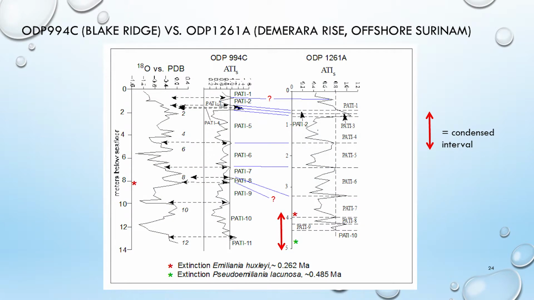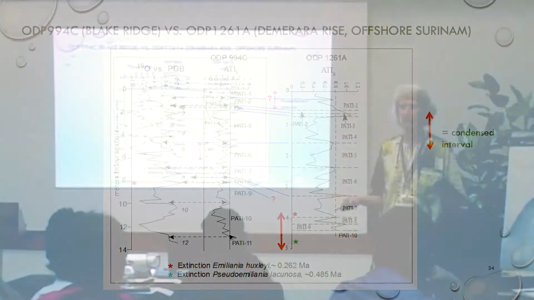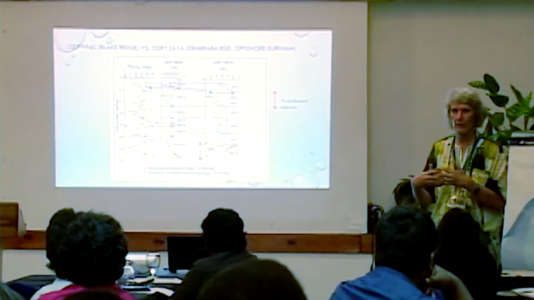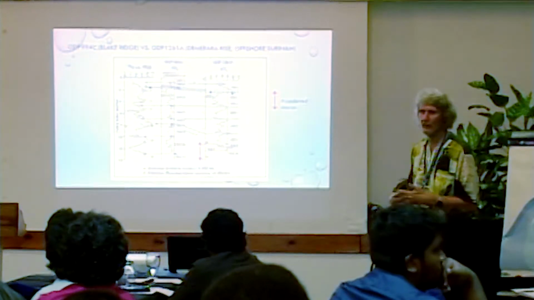994C with its oxygen isotope curve next to 1261A. There we are. And I had a couple of biostratigraphic tie points there, especially the extinction of this thing, Emiliania huxleyi. I found that there was a very, very good correlation between the two. I could correlate those peaks between Florida and Guyana. We're in the middle. We should be able to use this for correlating our deep water successions.